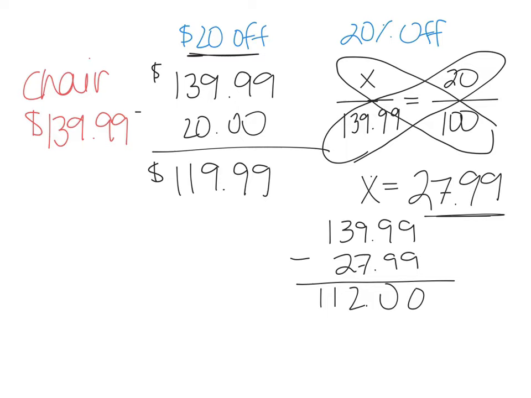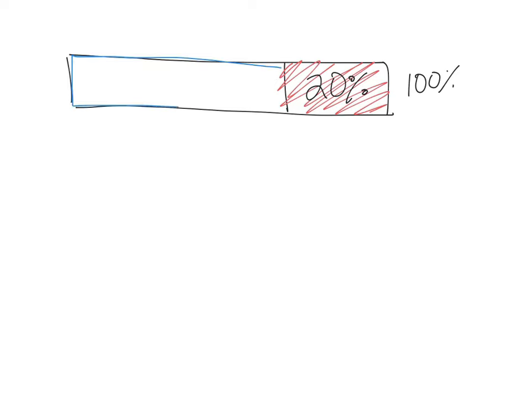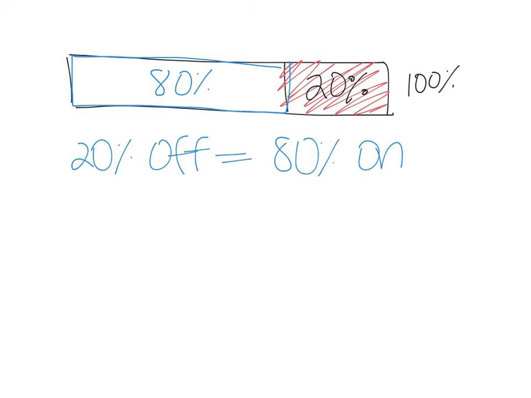Now, another way to look at it is by thinking back to the fraction strips, right? So if I have this strip that is 100%, this amount right here is how much I'm getting off. I'm getting 20% off. So it's kind of like I'm able to cut this piece off. I'm no longer paying that amount. If I'm no longer paying 20%, how much am I actually paying then? How much is this piece going to be? This is 80%. So by getting 20% off, it's the same thing as saying I'm actually paying 80%. So 20% off is the same thing as saying 80% on, meaning you're actually paying 80%.